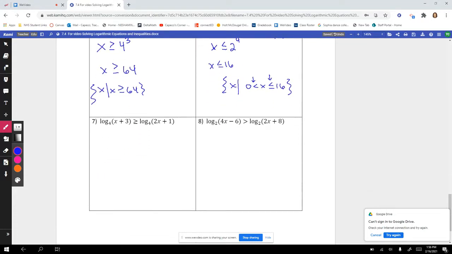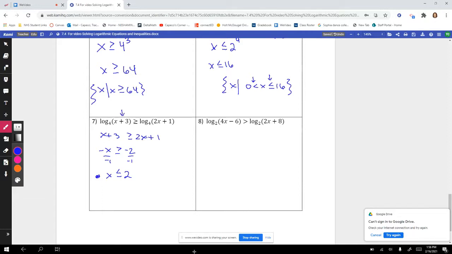All right, let's take a look at number 7. Again, the logs are the same, so I have x plus 3 is greater than or equal to 2x plus 1. I'm going to bring my x to the other side, and I have negative x is greater than or equal to negative 2. I'll divide both sides by negative 1 and change the direction of my sign. So I have x is less than or equal to 2. All right, so that's one thing I have to worry about.